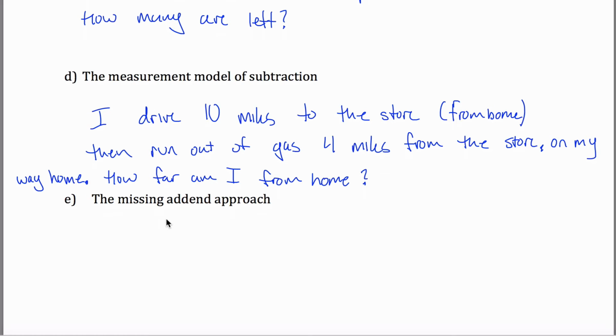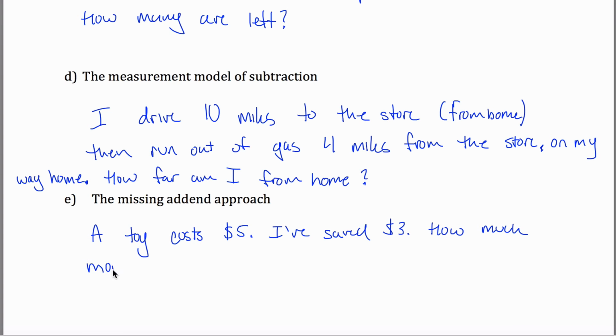So the missing addend approach works when you have a subtraction problem that you think is easier to model with addition. So how about a toy costs $5. I've saved $3. How much more do I need to save to buy the toy?